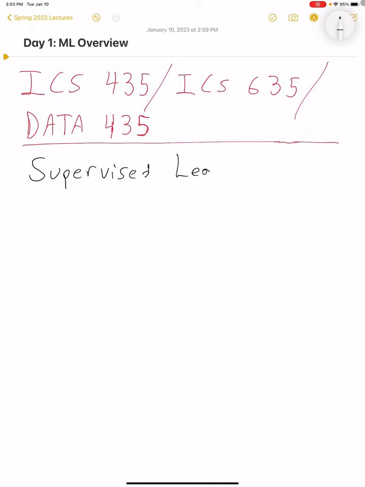is called supervised learning. And by the way, you can take notes, but these will all be posted on the class website, so don't feel pressure to. But supervised learning, where the goal is to make predictions from data. So that's kind of abstract. So let's look at a specific example.